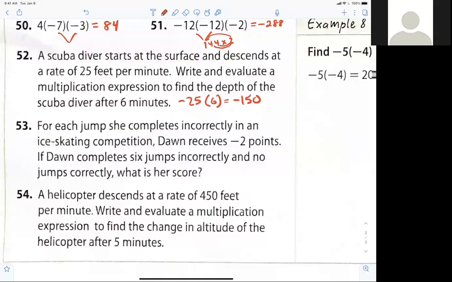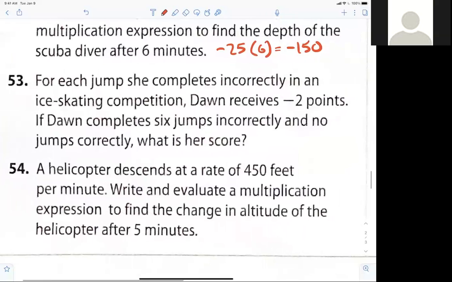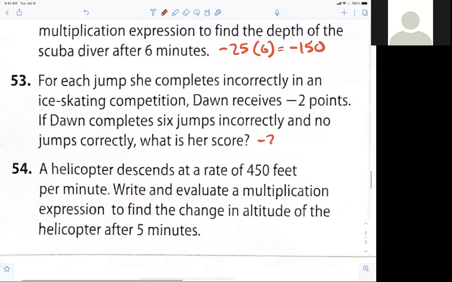Okay, Kelvy, come on, read 53 for me. For each jump he completes incorrectly in the ice skating competition, Don receives -2. If Don completes 6 jumps incorrectly and no jumps correctly, what is his score? -2 times 6 equals -12. Thank you, Kelvy. That's perfect. All right. Are you writing all this stuff down? No. Where are you writing it down at? Okay. I just want to make sure.